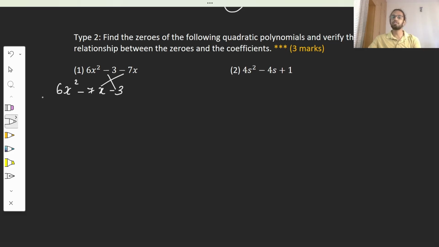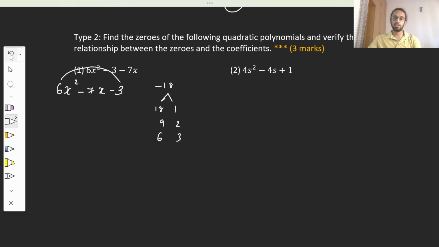As you can see, we have just written them in the proper order. And then what we need to do is we need to multiply this 6 and 3. We'll be getting minus 18. And then all the possible factors of 18. One is 18 one times, and then 9 two times, 6 three times. So these are all the possible combinations, using which we need to bring the middle term, which is minus 7.